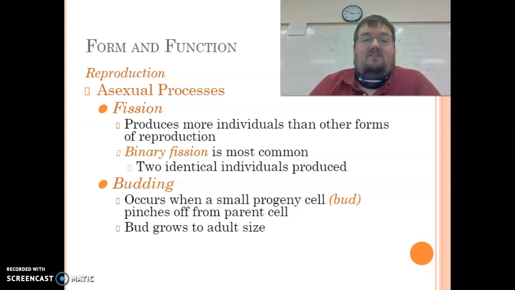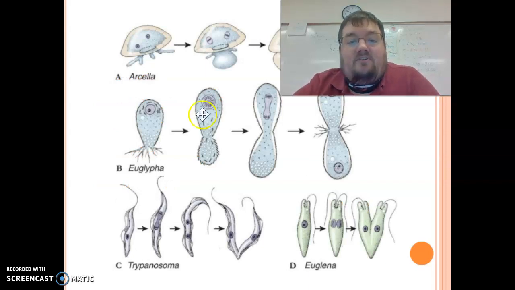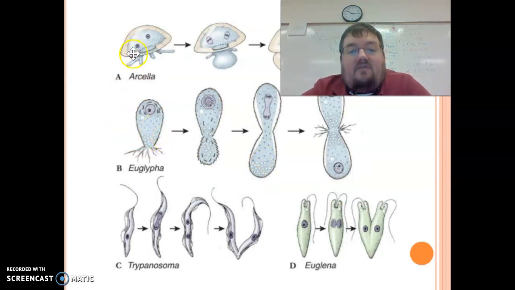If we look at some of these, right here, you could see binary fission. You could see these organisms, they're starting off as one adult organism and they're splitting into two. So here's trypanosomes, which we'll talk about. These guys are protozoa that are very dangerous to you. Here's euglena, which is a common photosynthetic organism, or protozoa, I should say. And here's a few other protozoa.